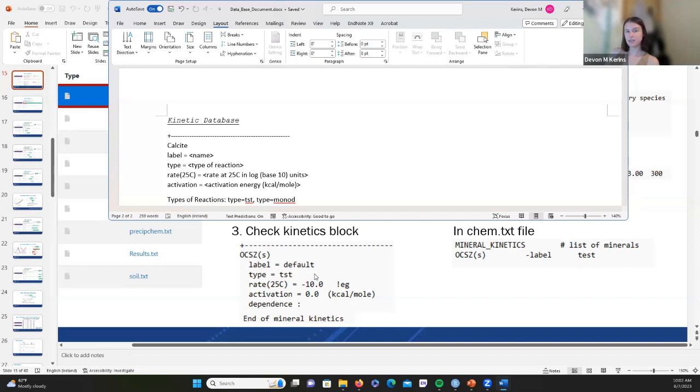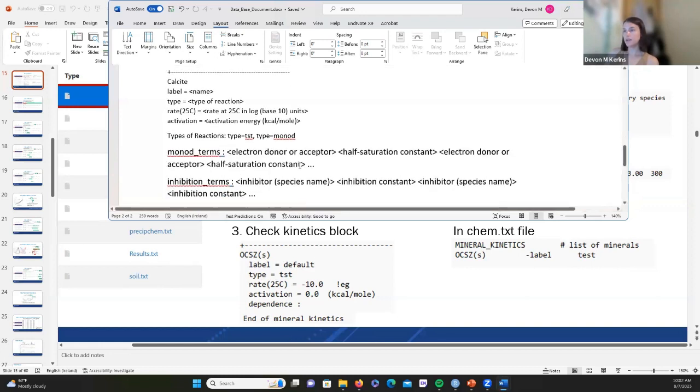Actually, we see that this says label default. So the model actually wouldn't read this block because the labels don't match. We would need to change this label of test to default if we wanted it to read from this kinetics block. Then the first label, again, is telling it where to look, and the type is the type of rate law it follows. So this one follows transition state theory. TST is what that stands for.